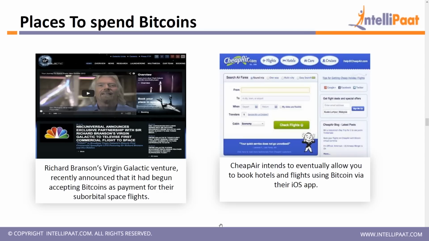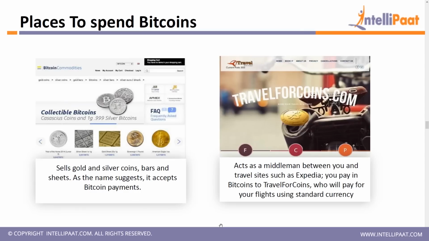Then you've got Virgin Galactic, cheapair.com. These are other options where you can utilize your Bitcoins in order to purchase items from the marketplace. You've got Bitcoin commodities, travel. Bitcoin commodities helps you sell gold and silver coins, bars and sheets. As the name suggests, it accepts Bitcoin payments.